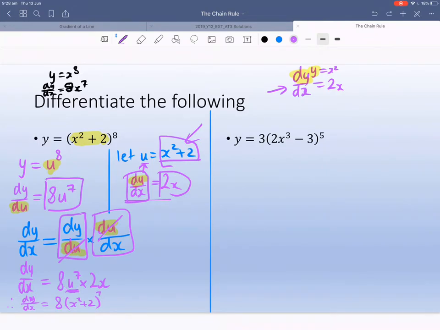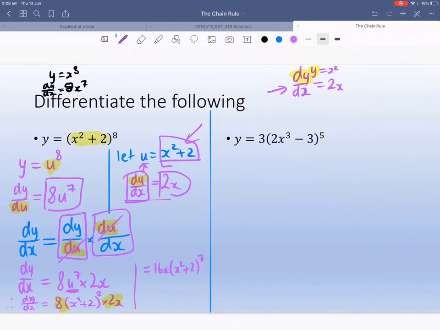And that's going to be to the power of 7 times 2x. Now, I actually can make that a little bit easier because I can multiply this with this. So I'm going to go equals 16x (x squared plus 2) to the power of 7. So that's my answer.